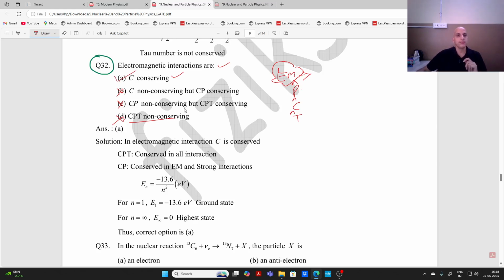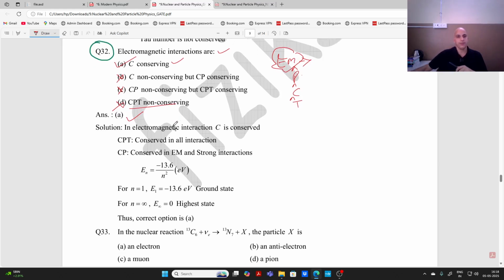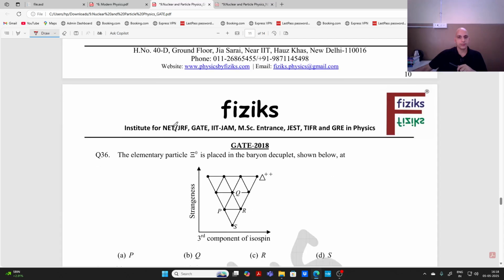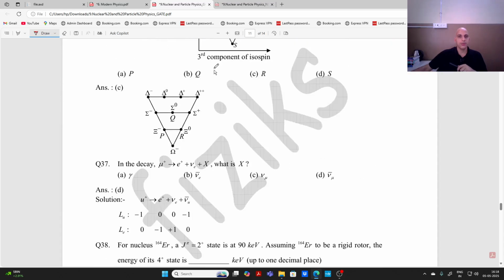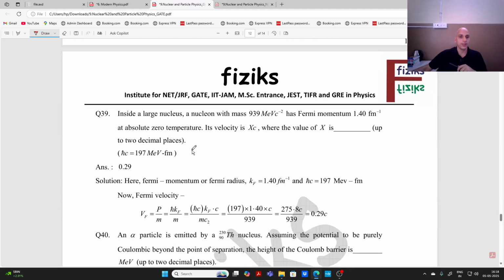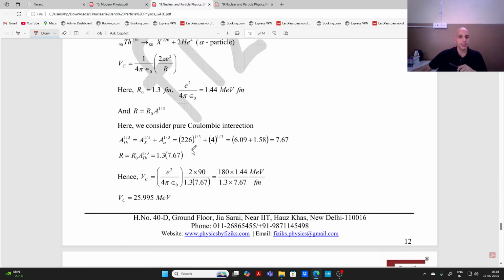You can see here. So this question is actually from the particle physics, but I have taken it here because it is linked with the symmetry operations. I saw this question, so I also take up this question, right? You can see the number of questions asked from the high energy physics or particle physics here in this paper also, in GATE exam.